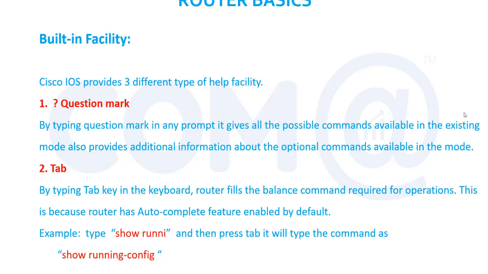Built-in facilities: you have the question mark and you have the tab. They support you and make your entries faster. If you type a question mark, you will get the commands available, so we can see what things we can do in a particular mode. That is the help of the question mark. Tab gives you auto-filling. Once you type half of the command and press tab, it will get filled in automatically.